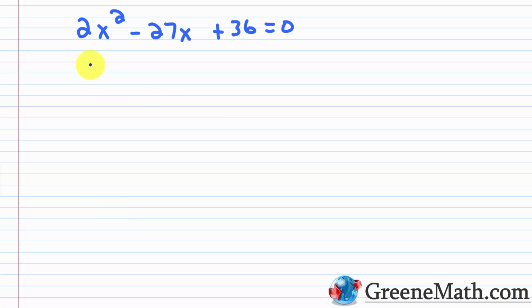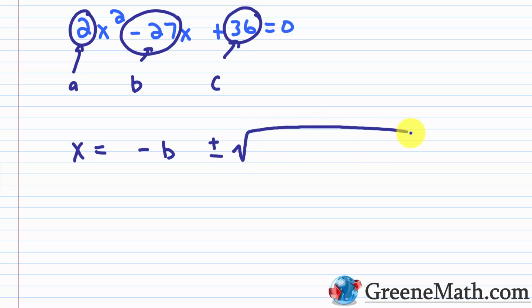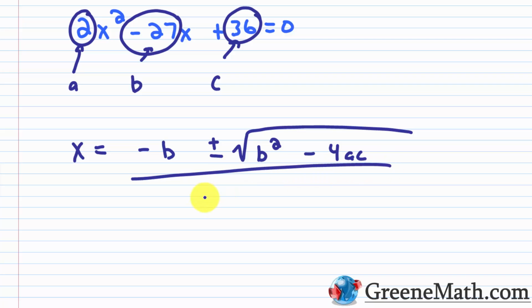Again, you can solve this one with factoring, but I'm going to use the quadratic formula. So this guy right here is going to be A. This guy right here is going to be B. This guy right here is going to be C, okay? So I'm going to plug into x equals the negative of b plus or minus the square root of b squared minus 4ac, the whole thing's over 2a, okay?